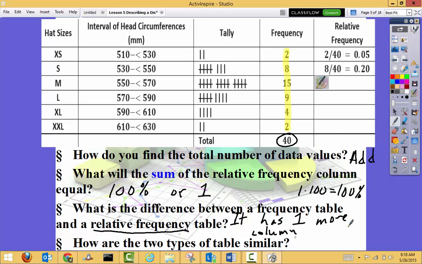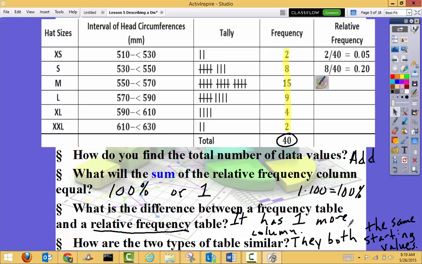How are they the same? They both have the same values. They both start out with those same frequency values. They both have the same starting values. Okay, now what do you think we're going to do next?